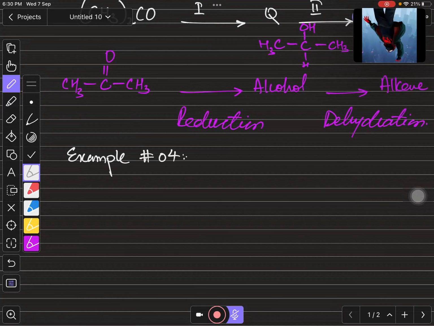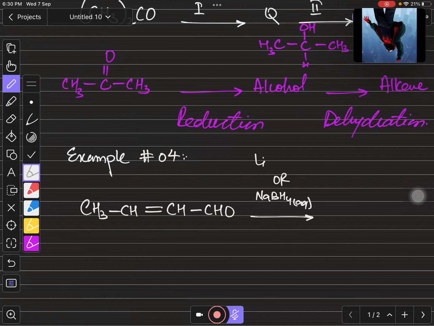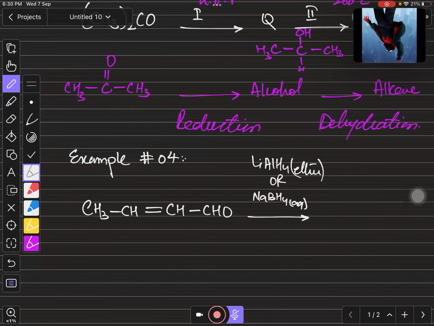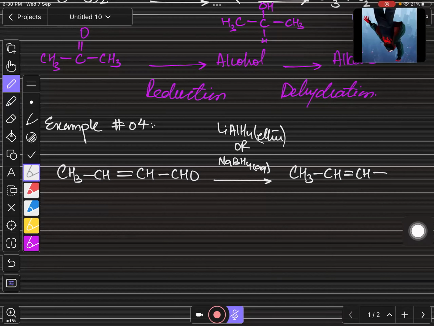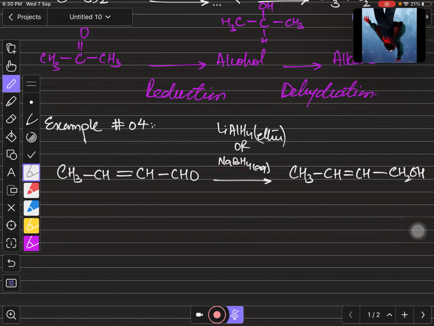बच्चों, for example, you have this molecule CH3, CH, double bond, CH, CHO. If you treat this molecule with NaBH4 aqueous, or if you are using lithium aluminum hydride in ether over here, so what is going to happen? Just look over here. The molecule will remain the same, this double bond will remain the same, and this CHO, which is an aldehyde, is going to convert into a primary alcohol, right?